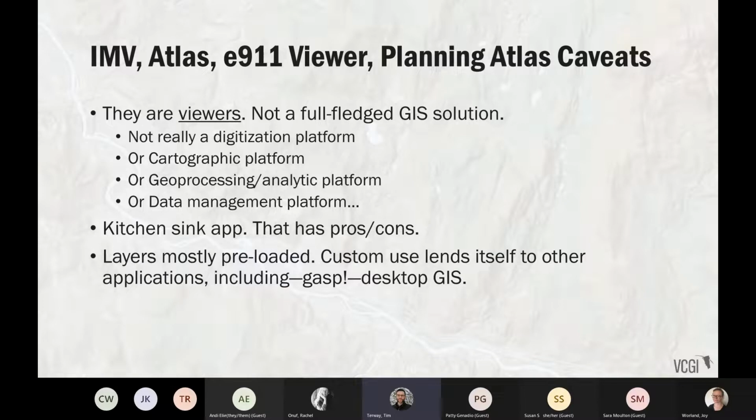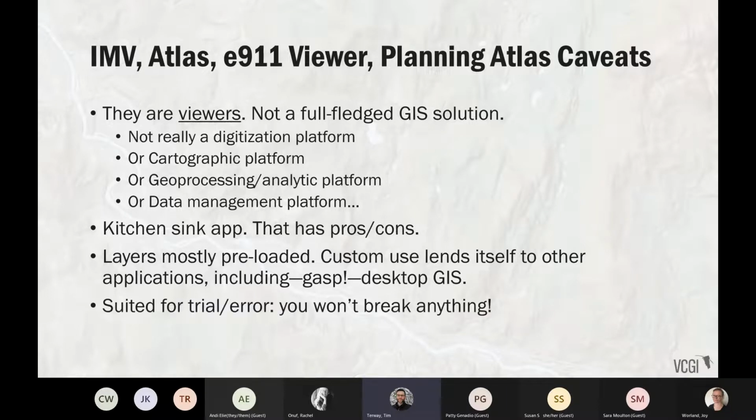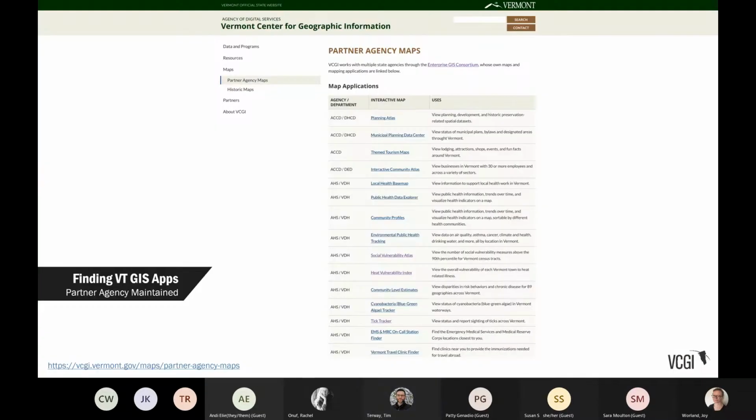And because the layers are mostly preloaded, if you want to answer more advanced questions like distribution of resources, that lends itself to more skillful use of things like desktop GIS. So they are limited in their purpose, but they are suited for basic, just come in the door type questions. They're freely available with internet access. People can use them for trial and error, and they won't break anything in so doing. So they're really ripe for exploring.